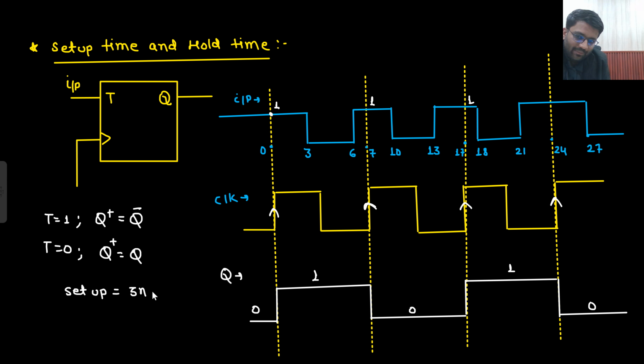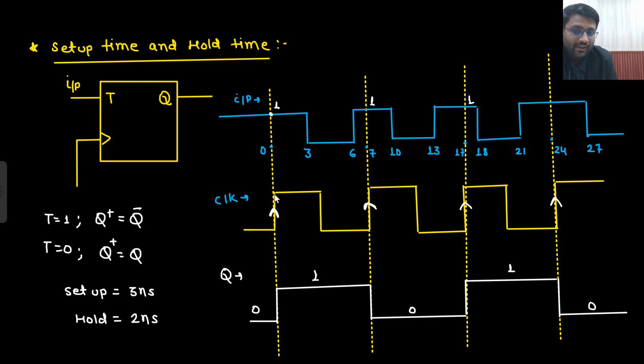So let's just say setup time is 3 nanoseconds and hold time is 2 nanoseconds. So what is the meaning of this 3 nanoseconds or 2 nanoseconds? At this clock edge, the flop will see the input. Input is 1, so ideally it should toggle. But now what will the clock say? Clock will say that the flop you are using has a setup time of 3 nanoseconds.